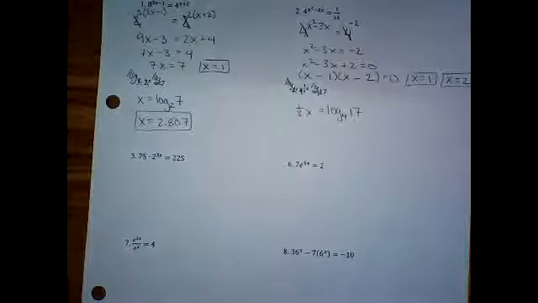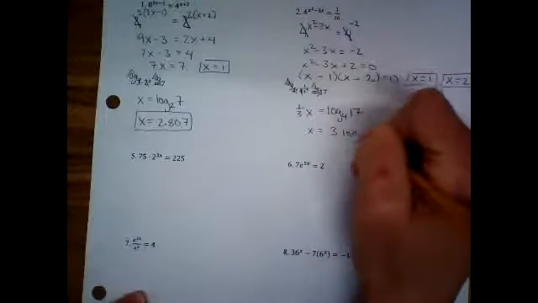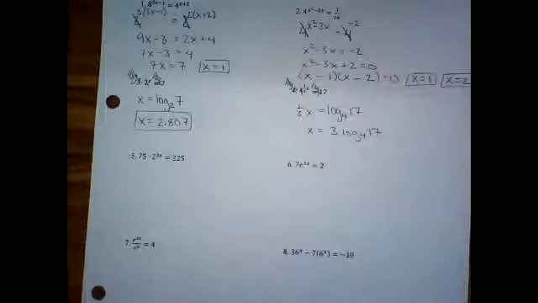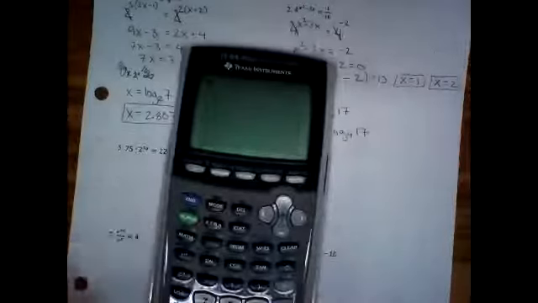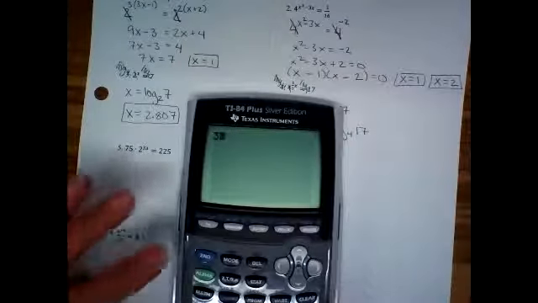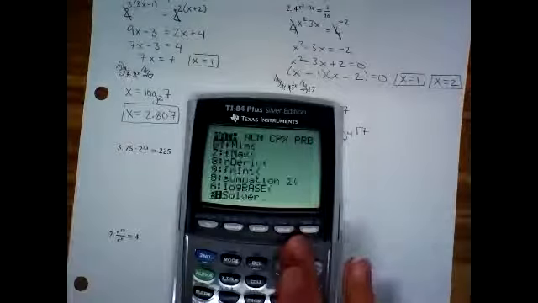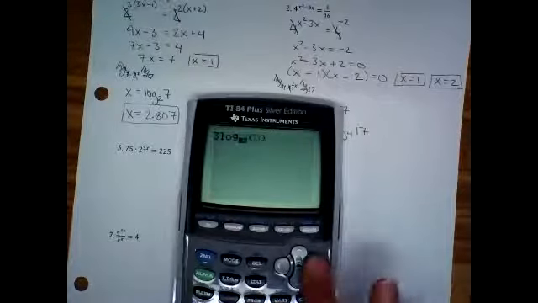And then what would be your last step to get x by itself? How do you cancel out a 1/3? Multiply by 3. So it will be 3 log base 4 of 17. And then that's where the calculator comes in. That's what we're going to type, okay? So you're going to do 3 and then go to the math menu and get log base. And it was log base 4 of 17.